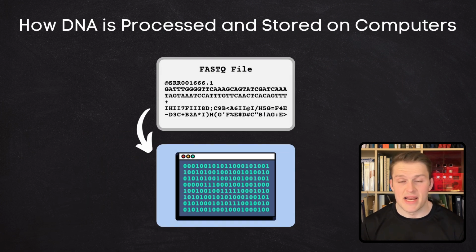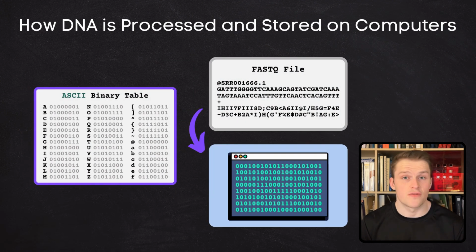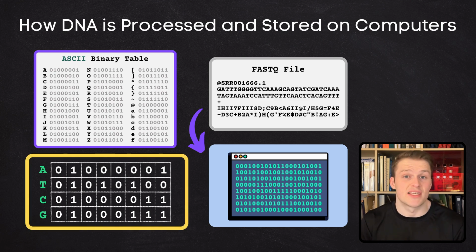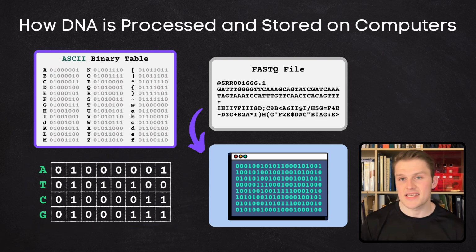While we see this as plain text, computers actually store everything in binary code. Initially, the FASTQ file uses the ASCII system, which assigns each letter, number, and symbol in the English language a special binary code. For example, here's the ASCII code for the sequence A, C, G, T. But this ASCII encoding is actually very inefficient for storing DNA data.